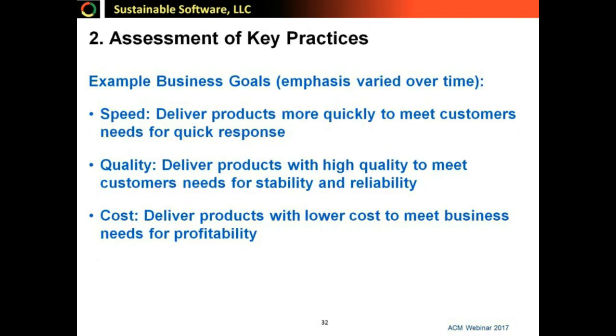Okay, second topic is the assessment of key practices. And I'm going to just say a few things about this one because of time. The business goals are those you would probably expect: speed, quality, cost. They varied from year to year depending on what was most important. For example, 2011, where there was a focus on testing practices.